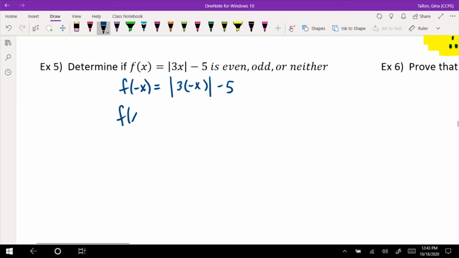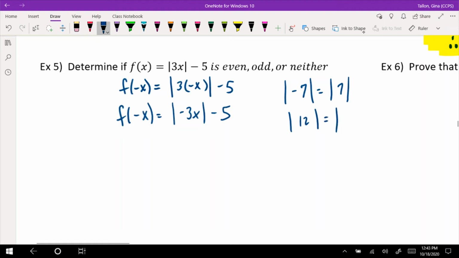So copy your left-hand side exactly how it looks. F of negative x equals the absolute value of negative 3x, quantity minus 5. And here is a little intuitive thought process for just a minute. If I had the absolute value of negative, let's say 7, isn't that automatically equal to the absolute value of 7? Isn't the absolute value of, let's say, 12 equal to the absolute value of negative 12?